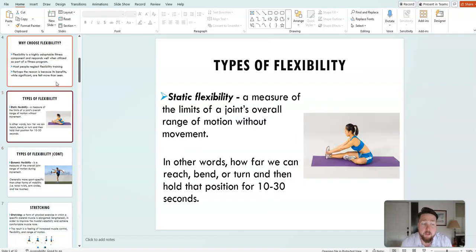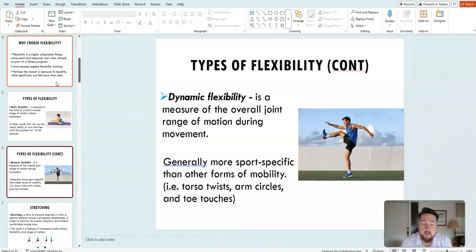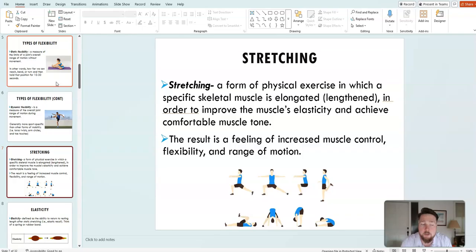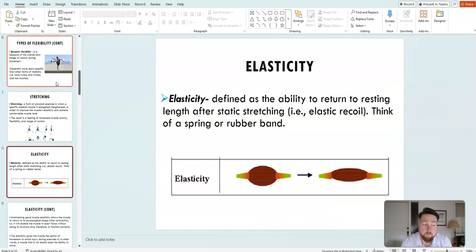You've got different types of flexibility: static and dynamic. Static is without movement. Dynamic is with movement. Stretching, I'm sure y'all have heard of before. Stretching is the exercise where you elongate or lengthen the skeletal muscles. And you're not only lengthening the skeletal muscles, but you've got your tendons, ligaments, those soft tissues, different types of connective tissues that are having to accommodate that movement when it comes to stretching.